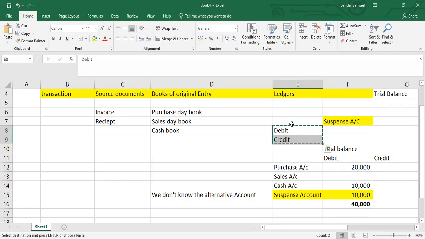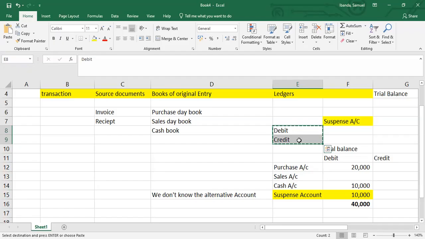So if a transaction is totally left out, it means that the portion of the debit has been left out, and the portion of the credit has also been left out. And that is how everything looks, okay? So that is what basically happens.